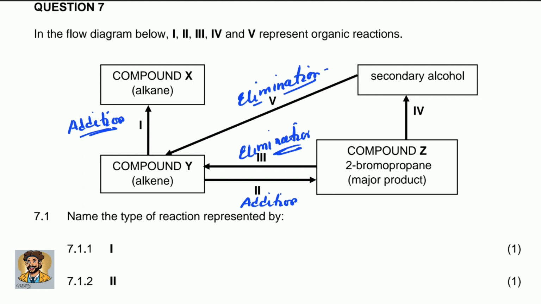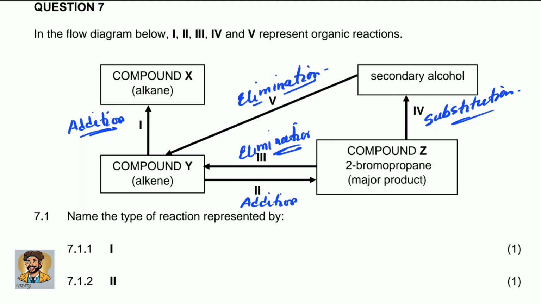And then reaction 4, you start with a haloalkane and finish with an alcohol, so this one is substitution. Now we have the main type of reaction in each case. We can go into detail, but let's leave that for another time.